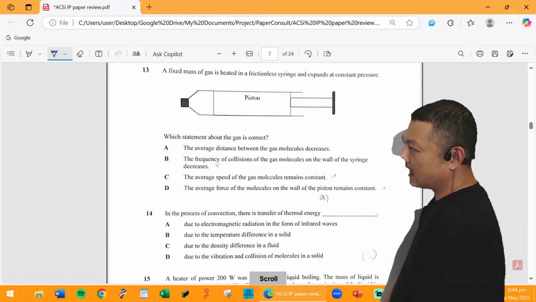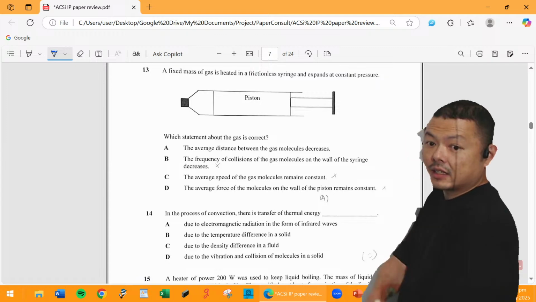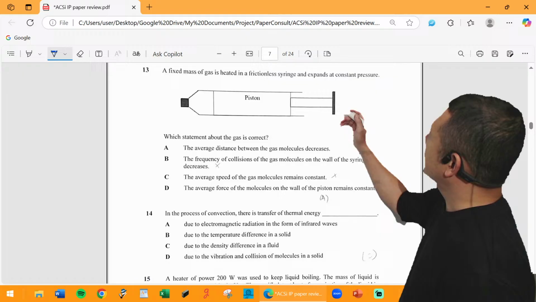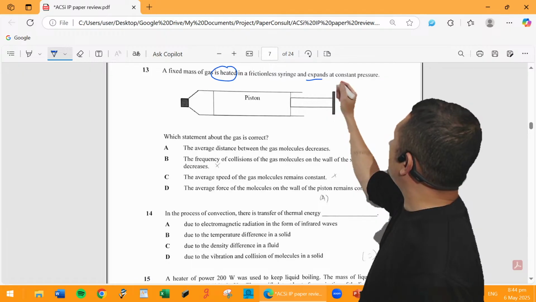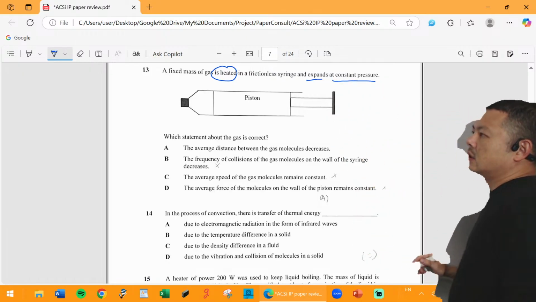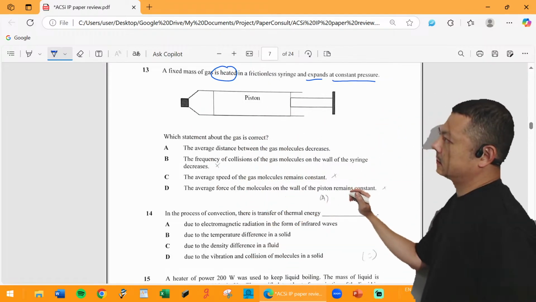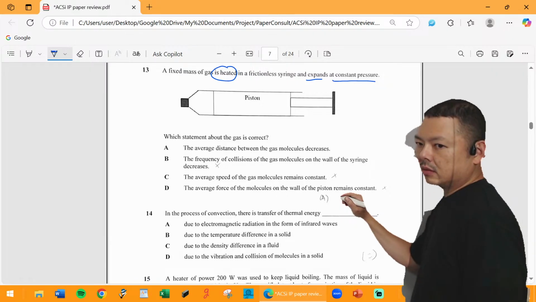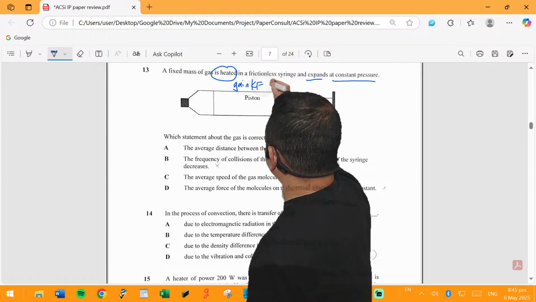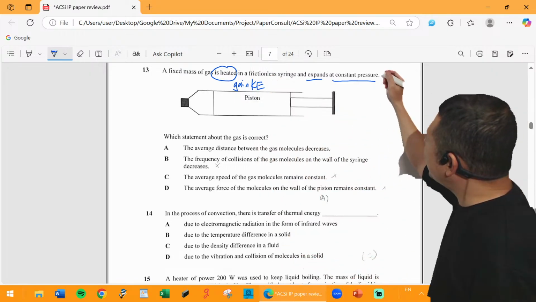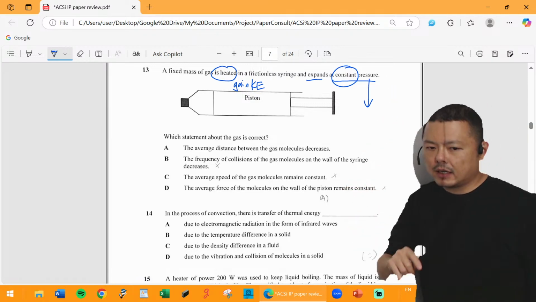Okay, move on. 13. This one is what? Heated, and it expands at constant pressure. Okay, so number one, do the particles gain KE? Yes, they do. The particles gain KE. So this one is no, right? They gain KE. But then pressure is constant. Now, do you remember what pressure is affected by?